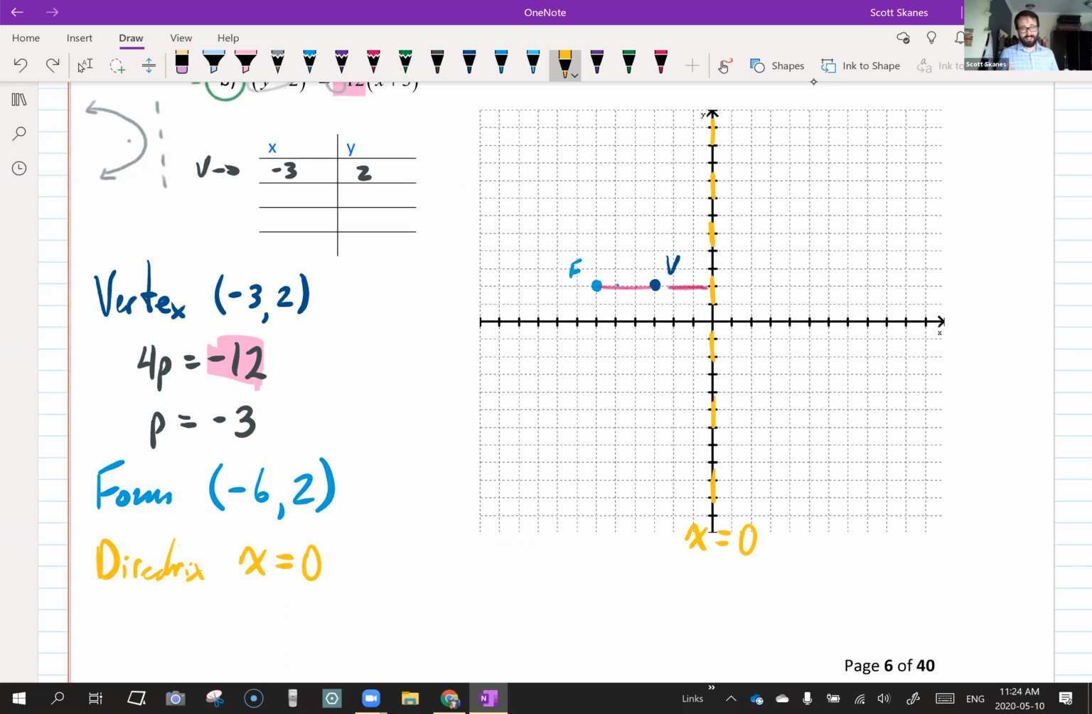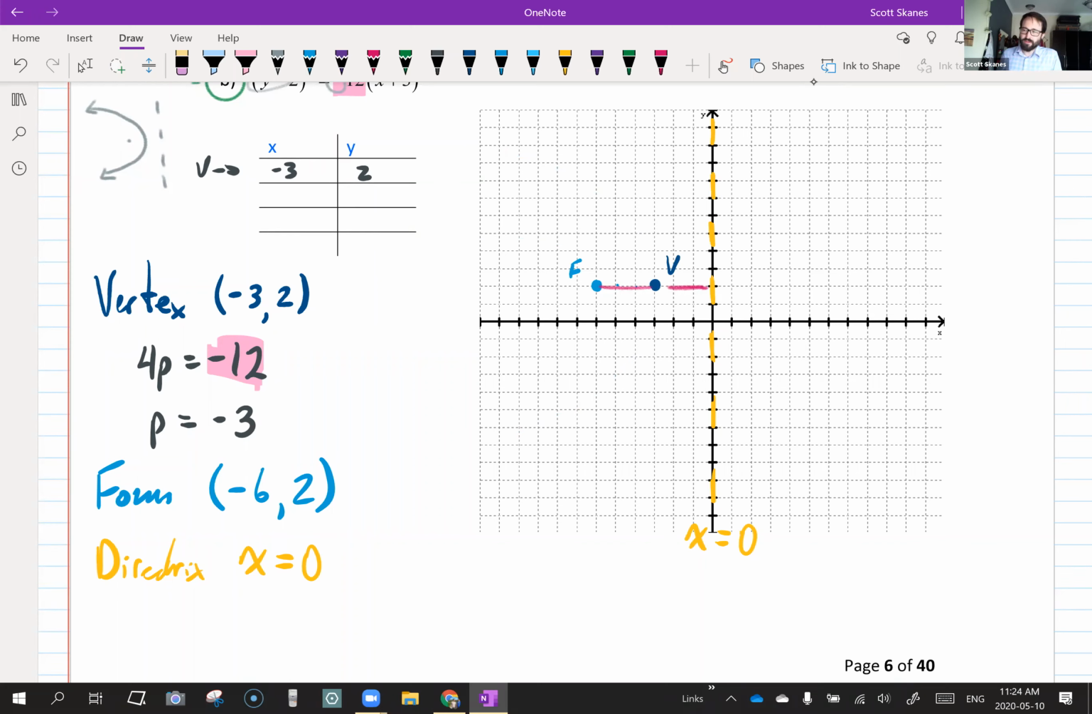The sketch really is the key. If you have the sketch, everything else comes together. Now, I'm not allowed to graph this yet because I don't have any way of knowing how big it is. I know it's going to look something like this, but is it that big? Is it this big? Those are totally different graphs.